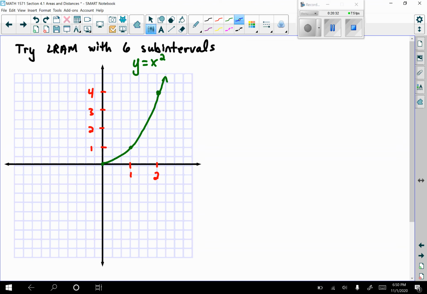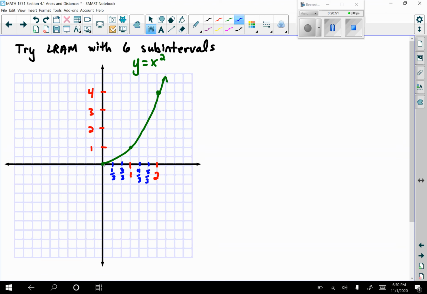So because I want 6 subintervals, this is why I chose 3, because now I'm going to have to count by 1/3 here. Then I'll have 2/3, 3/3 is 1, we'll have 4/3, 5/3, and then 6/3 is 2. So we are going to try to squeeze this in a little bit here.